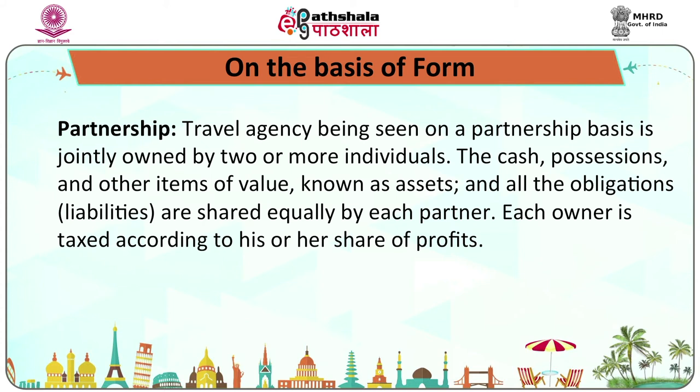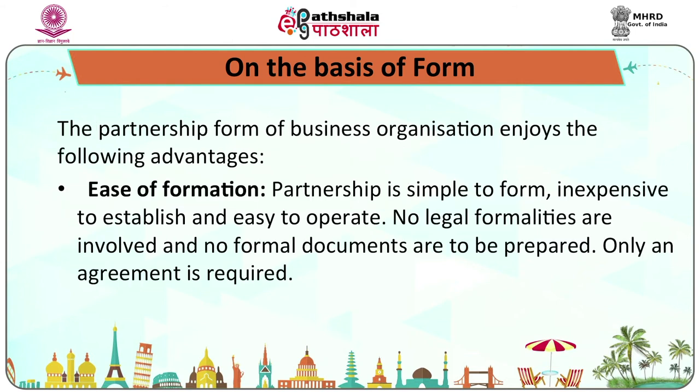Next, partnership. A travel agency run on a partnership basis is jointly owned by two or more individuals. The cash, possessions, and other items of value known as assets, and all the obligations known as liabilities, are shared equally by each partner. Each owner is taxed according to his or her share of profits. The partnership form of business organization enjoys the following advantages. Ease of formation. Partnership is a very simple, inexpensive form. It is easy to establish, easy to operate, no legal formalities are involved, and no formal documents are required to be prepared. Only an agreement is required.